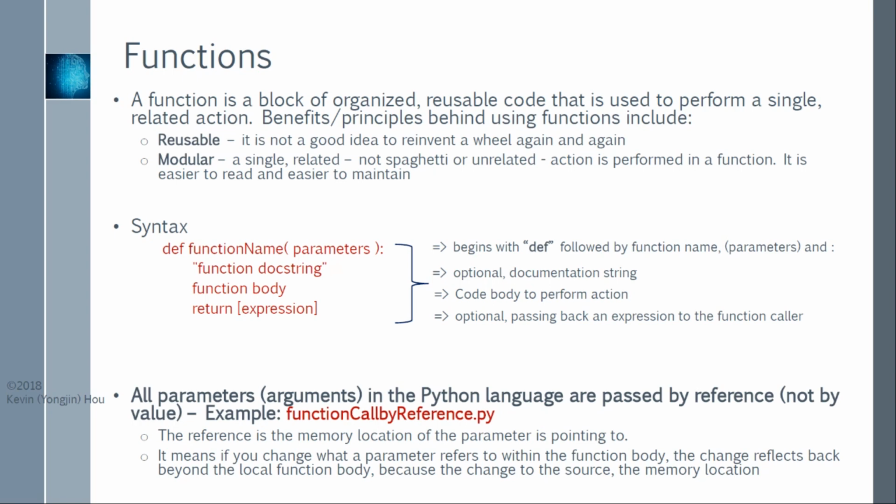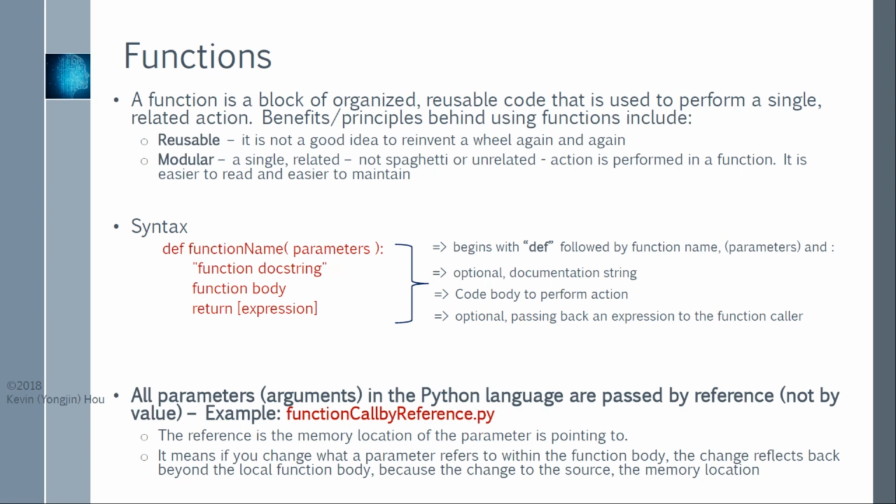Python's syntax for a function is like below. It begins with the reserved word def and the function name, and then parentheses with parameters, also known as arguments, inside. The parameters or arguments are the variables that a function caller can pass into the function. Then operations are performed within the function body, and finally the function can return something back to the function caller.